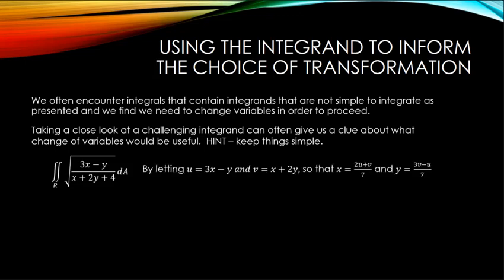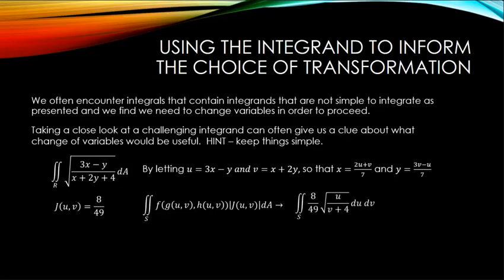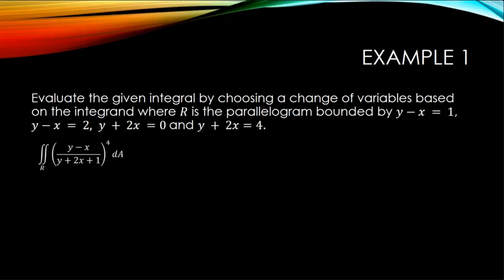If I were to let u be 3x minus y and v be x plus 2y, so that x is equal to the quantity 2u plus v over 7 and y is equal to the quantity 3v minus u over 7, my Jacobian will become 8/49ths, and this will transform my integral into a double integral over S of 8/49 times the square root of u over v plus 4 du dv. This is a much simpler integral to evaluate. So let's work an example.